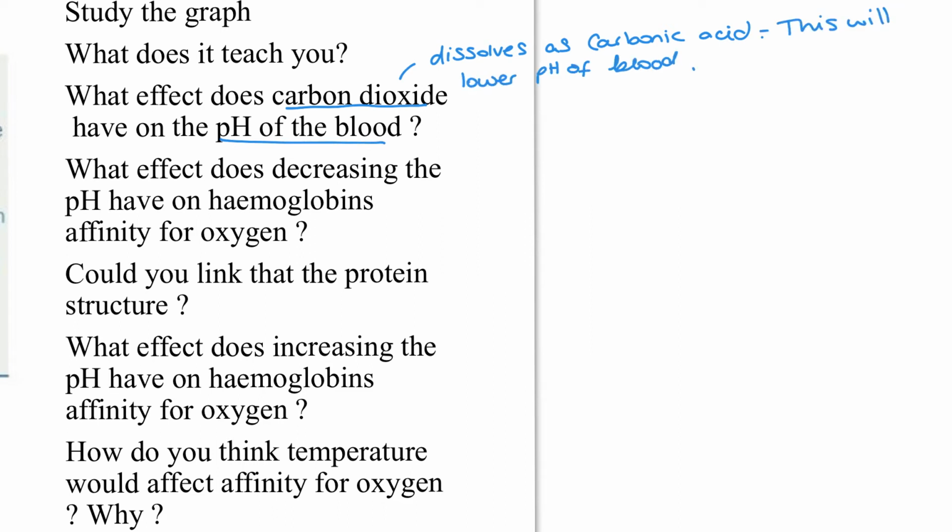So when the pH of the blood is lowered, this will affect the structure of the hemoglobin. Let's just think about what we know about protein structure. We know that small changes in pH can destabilize the molecule, and that's exactly what happens here. When it becomes more acidic, the hemoglobin is less able to bind onto the oxygen, so it more readily gives it up. So decreasing the pH decreases hemoglobin's affinity for oxygen.